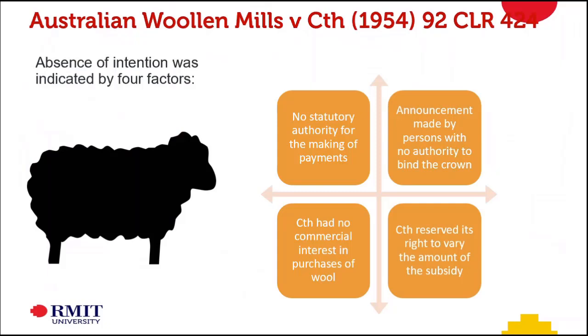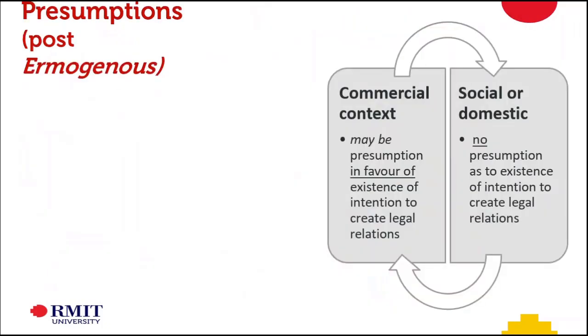And so the options here in relation to government included that they didn't actually have the capacity to enter into a contract, that the person who made the announcement of a policy had no authority to make that. They had no bargain, so there was no commercial interest in the purchase of the wool, and that it was potentially an illusory promise anyway. The Commonwealth had reserved its right to vary the subsidy at any time.